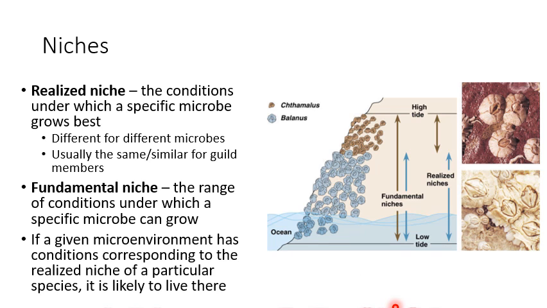So you see the same thing with microbes a lot. They can grow outside of their fundamental niche, but if there's somebody else there for whom the conditions would be the realized niche, then it's hard to compete. It's hard to compete with somebody else who's growing in their realized niche when that same microenvironment is just part of your fundamental niche, but not part of your realized niche. So you usually find microbes more limited to their realized niche than just growing wherever their fundamental niche occurs.